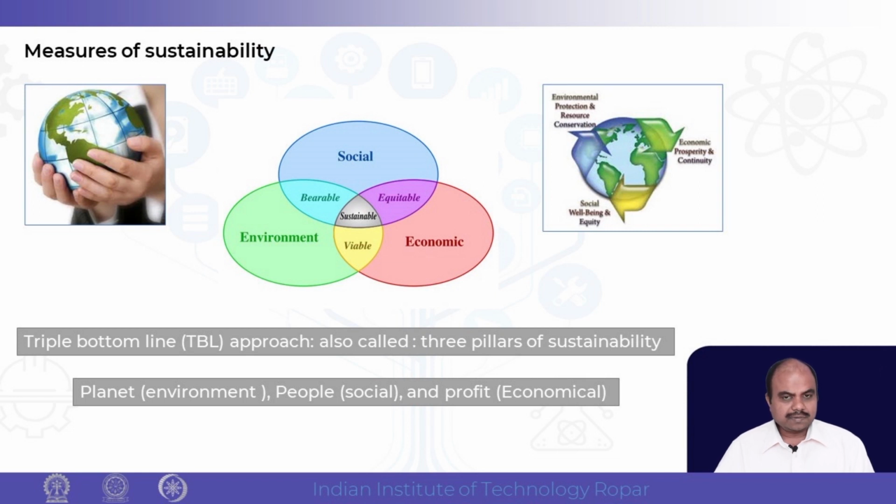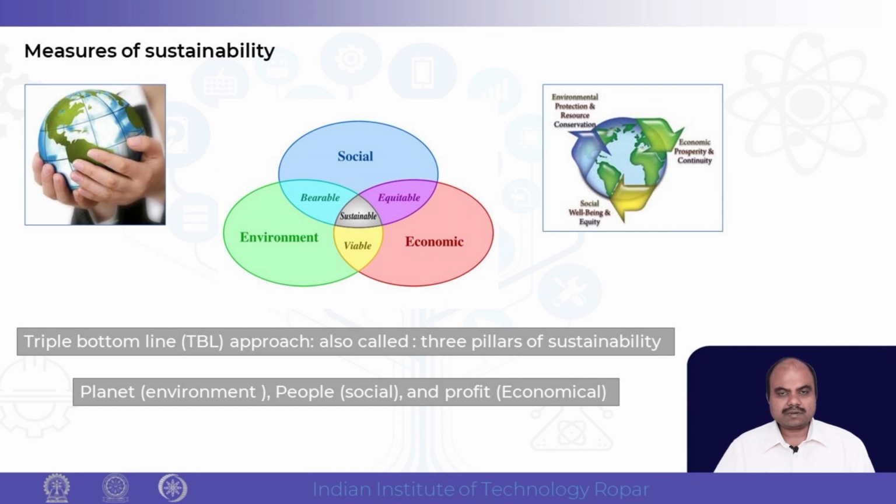So what are the measures of sustainability? There are 3 important measures: social, environmental and economic. Environmental: by this time we already understood that it is very important to make products which are sustainable with respect to the environment. Pollution and emission should be as low as possible, so the environment does not get affected badly. People should be able to happily use the product, and the product or process should have a positive social impact on society.